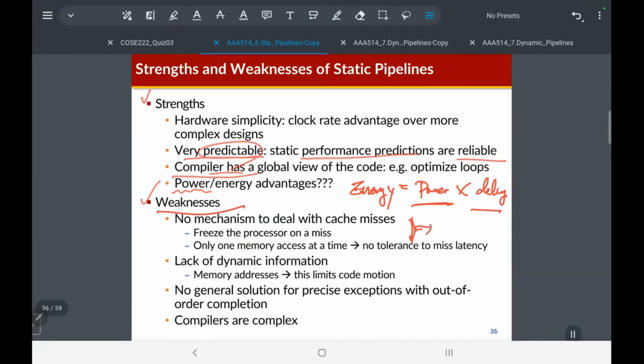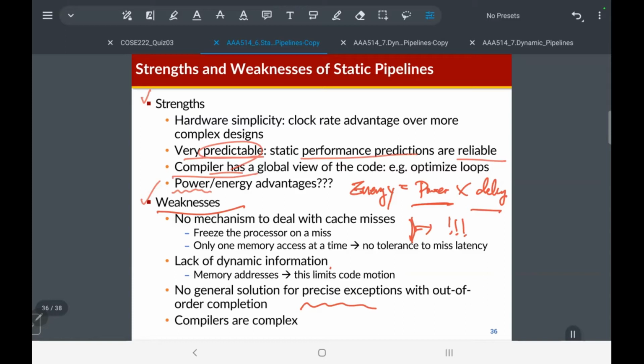It's very critical actually. Also, the dynamic information is not used in this static pipeline architecture. Another issue is precise exceptions. If we apply the out-of-order completion architecture, it's very hard to apply precise exceptions.